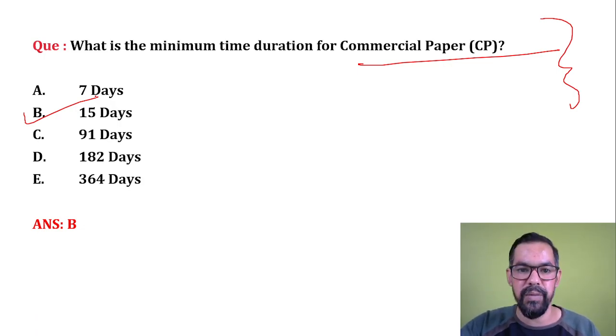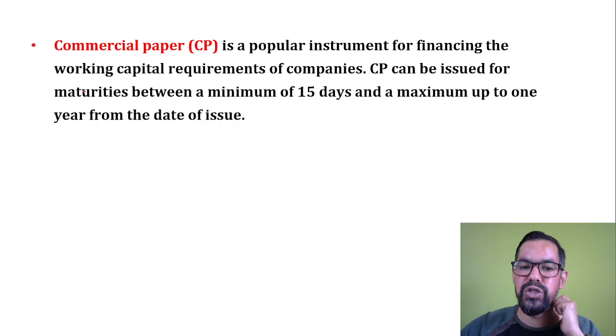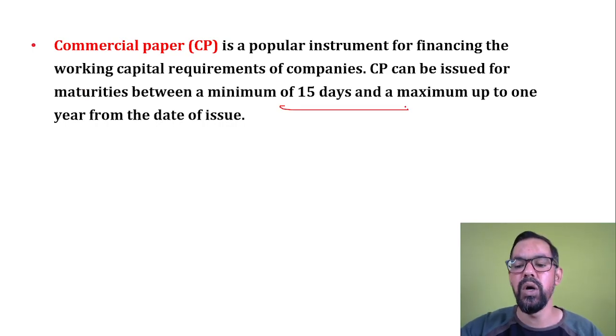CDs are issued for a minimum time duration of 7 days, and in case of treasury bills, they have fixed time durations like 91 days, 182 days, and 364 days. Previously, 14 days was also available, right? So commercial papers are issued for a time duration of minimum 15 days and up to 1 year.